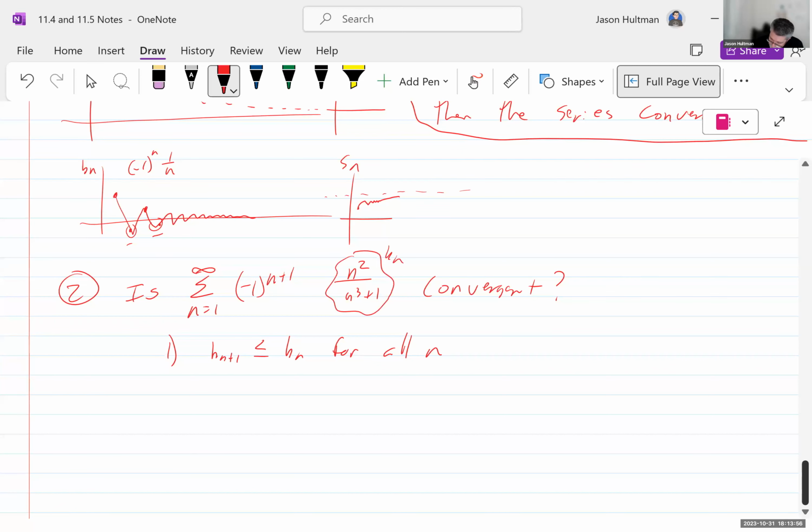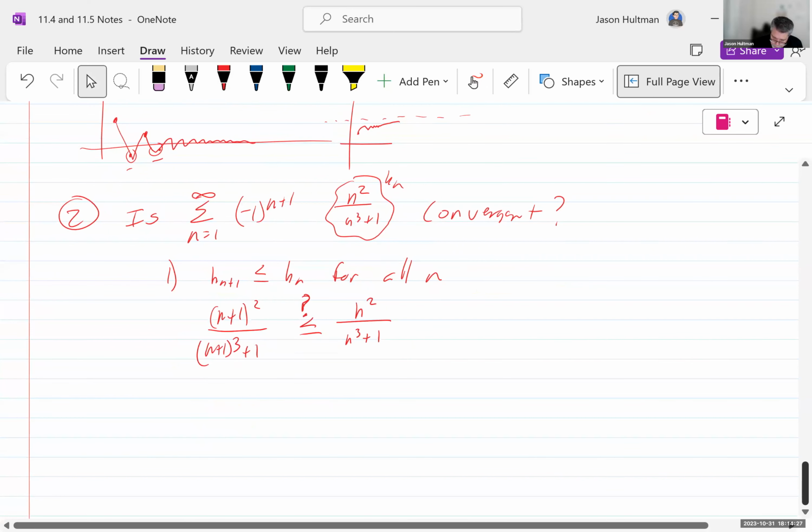So let's do n plus 1 on this side: (n+1) squared over (n+1) cubed plus 1. Is that less than or equal to n squared over n cubed plus 1? b_n is, and I'll put a little question mark here because I don't know yet. So let's multiply this out. This is a binomial, and we can use Pascal's triangle for this.